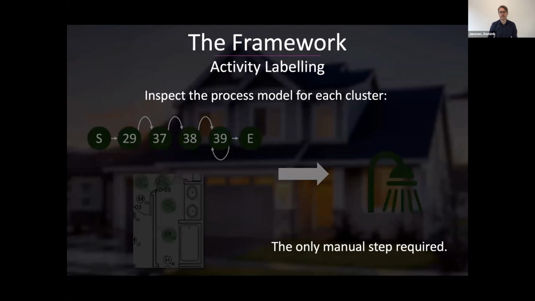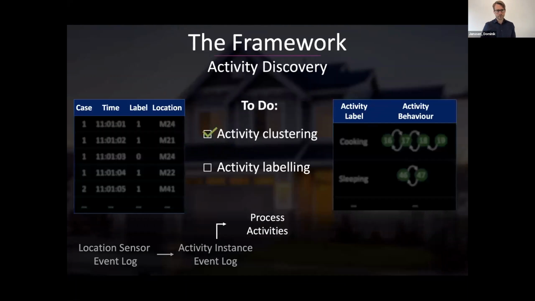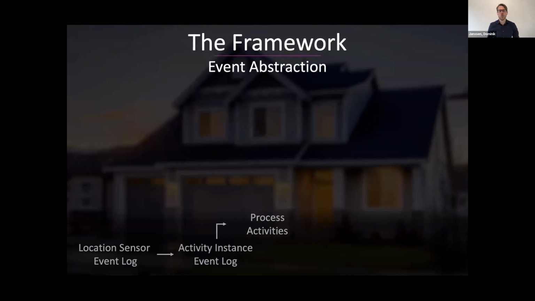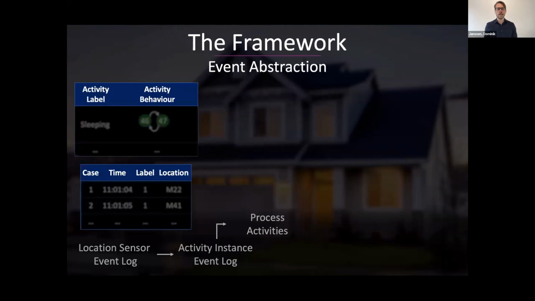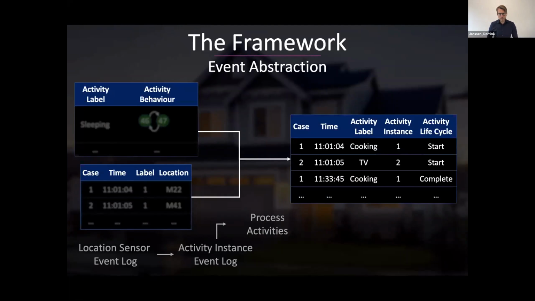The drawback is that this is a manual step that is required. The good news is that it is the only manual step required in our framework. So we did all the to-dos for our process activities. Now we want to continue with the event abstraction. For that, we take the activity labels we just found and merge them together with the cases we found earlier and come up with a process event log.